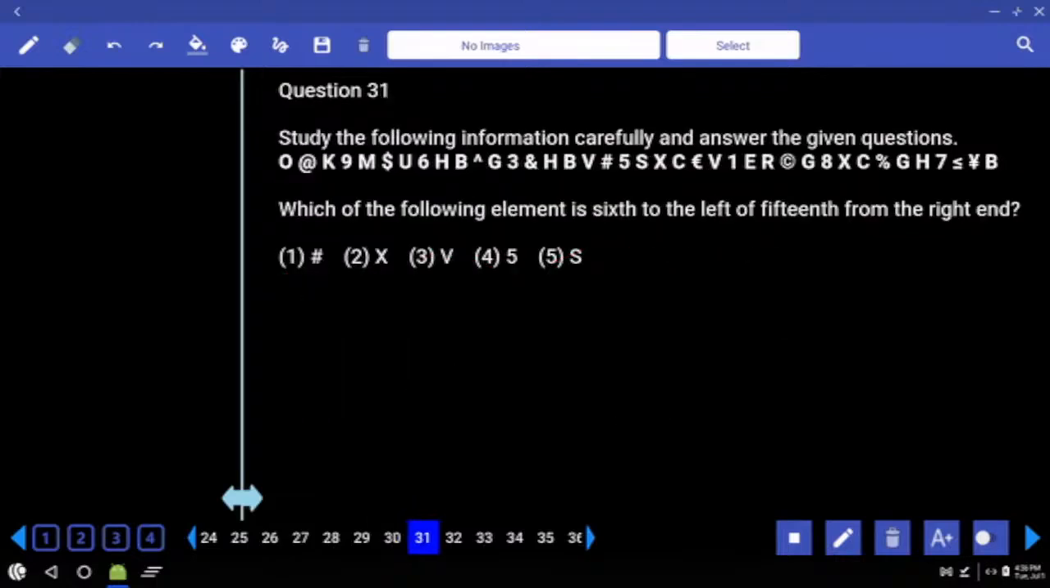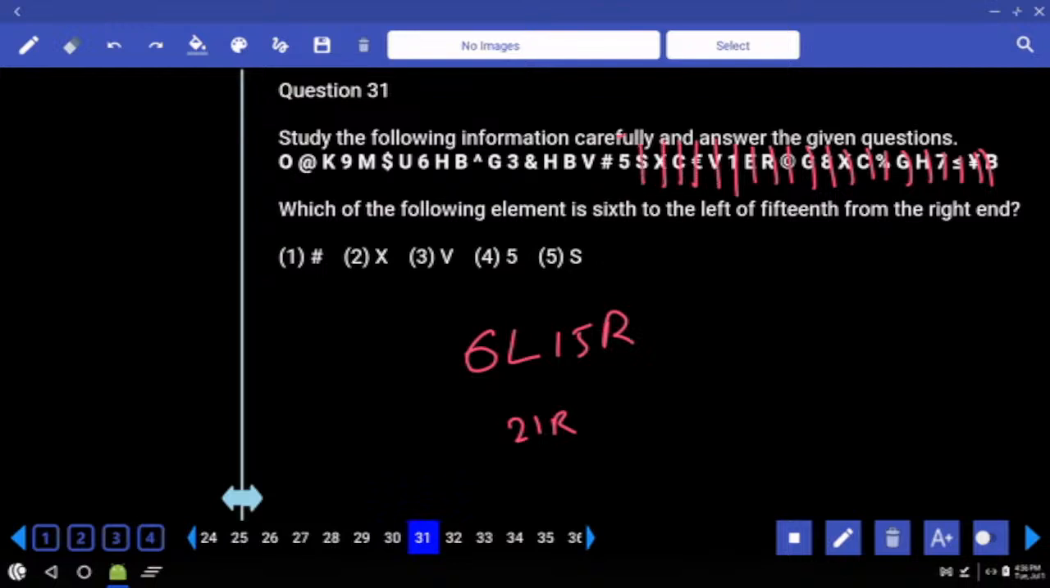Then 31 to 35, now definitely under the first priority. Which of the following is 6 to the left of 15th from the right? Now 6 left and 15th right. 21st from the right. 1, 2, 3, 4, 5, 6, 7, 8, 9, 10, 11, 12, 13, 14, 15, 16, 17, 18, 19, 20, 21. 5, that is choice 4 for 31.